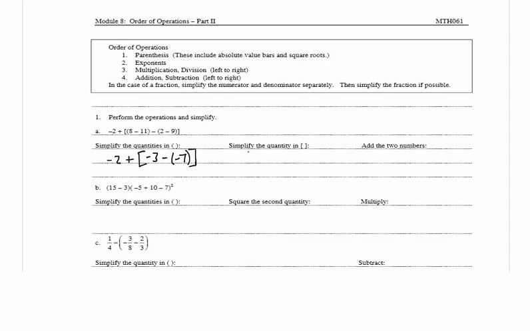And now they want us to simplify the quantity inside the bracket. So we have negative 2 plus, we have negative 3 minus a negative 7, so that's negative 3 plus 7, which is equal to 4. And now we add negative 2 plus 4, which is equal to 2.